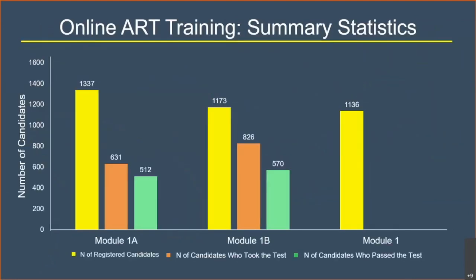So, some summary statistics. For the very first program, module 1A, the yellow bar shows the number of total candidates. The orange bar shows the number of those who took the test, and you can see the green bar is very close. We had a very high rate of passing. That means people are really enjoying it and doing very well. They are listening to the speeches, talks and presentations, and this reflects in the very high rate of passing the multiple choice test.